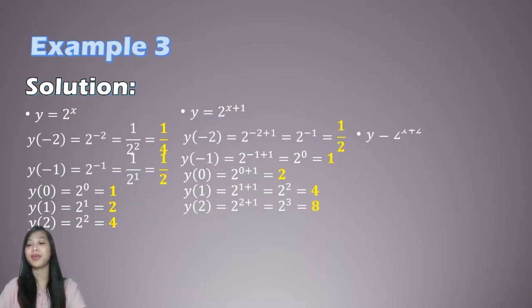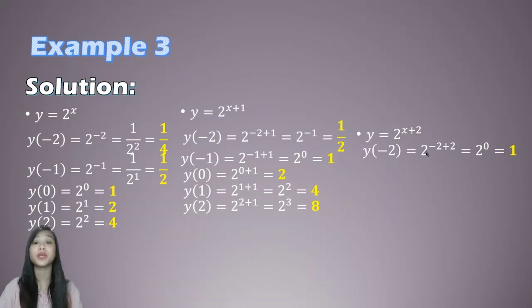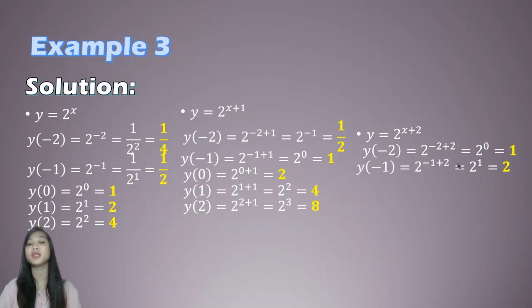And for the last function, y = 2^(x+2). This time, our exponent is x plus 2. So let's substitute the values of x from the domain. We have negative 2 here. y of negative 2 is 2 raised to negative 2 plus 2, that is 0, so 2 raised to 0 equals 1. y of negative 1 is 2 raised to negative 1 plus 2. Negative 1 plus 2 is the same as 2 minus 1, so we have 1. So 2 raised to 1 equals 2.